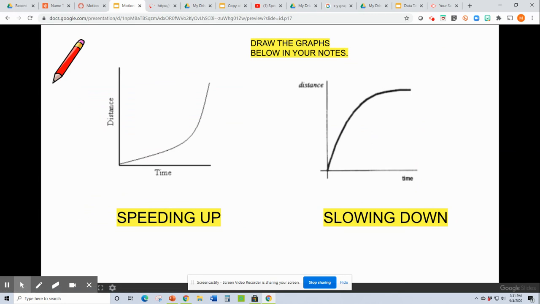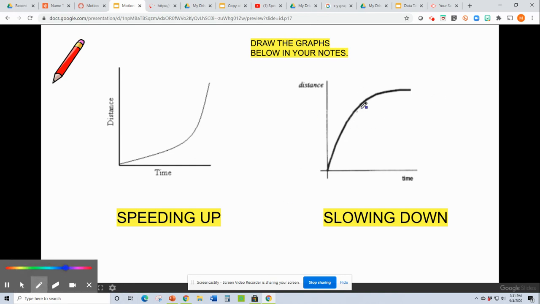On a distance time graph, if you begin to see a sloped line, it's sloping up, that is an indication that this object is speeding up. Okay, it started out and now it's getting faster. If you see a curved line like this, that indicates that this object is slowing down. And that should make sense because look what's happening. Do you see how this is beginning to approach and become a flat line?